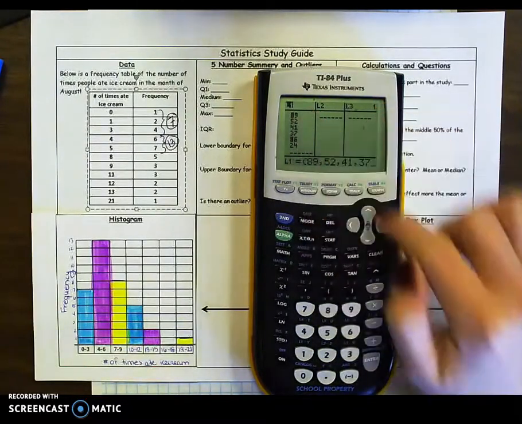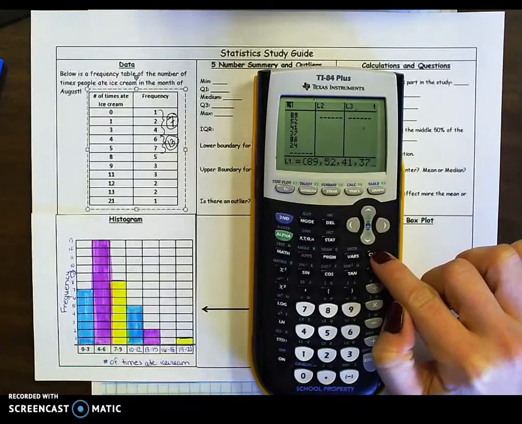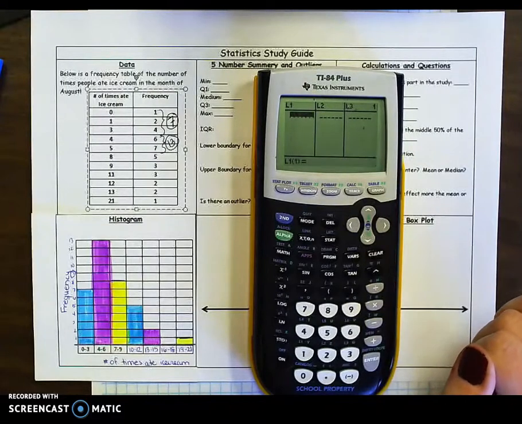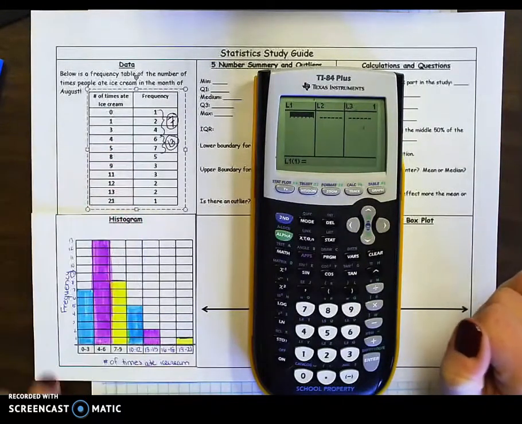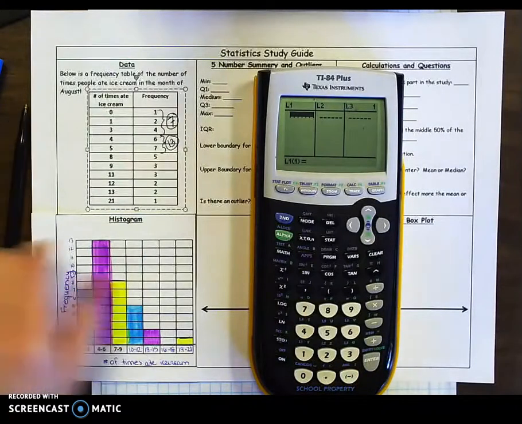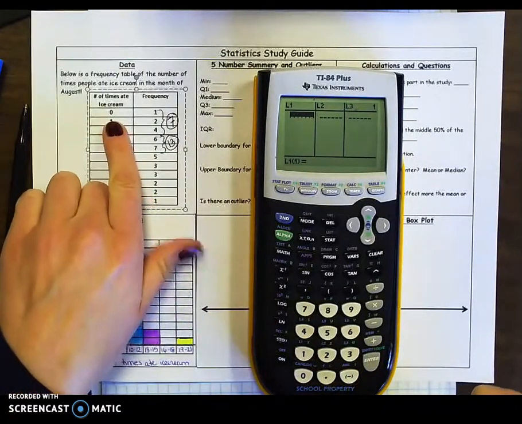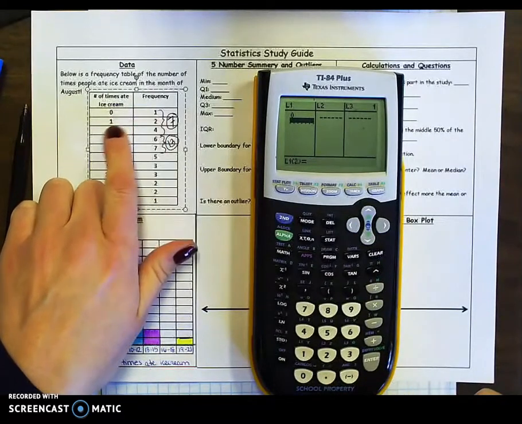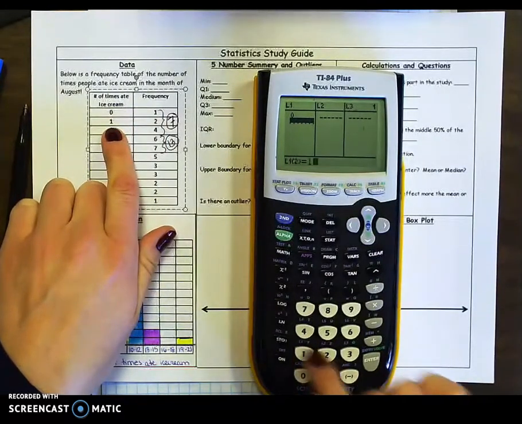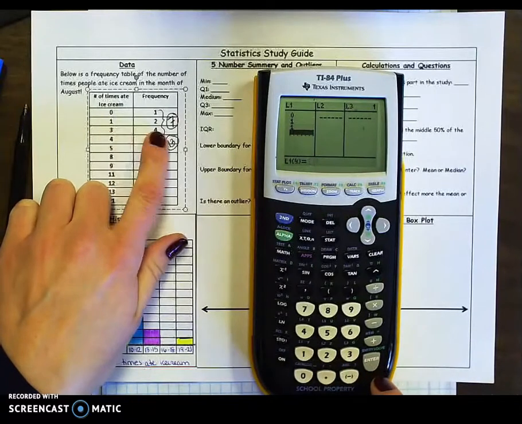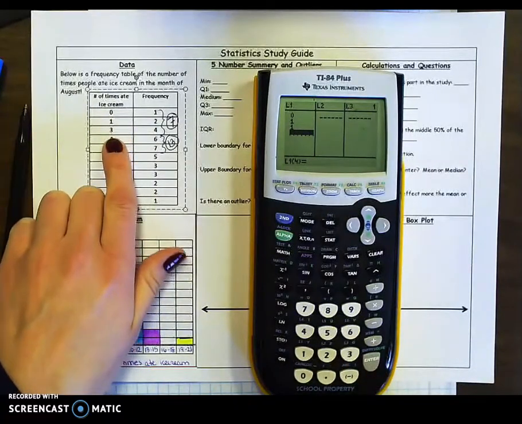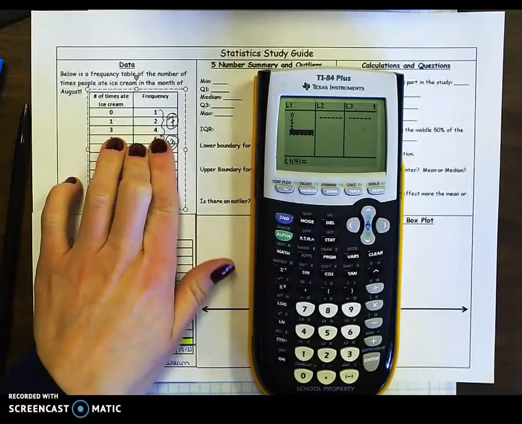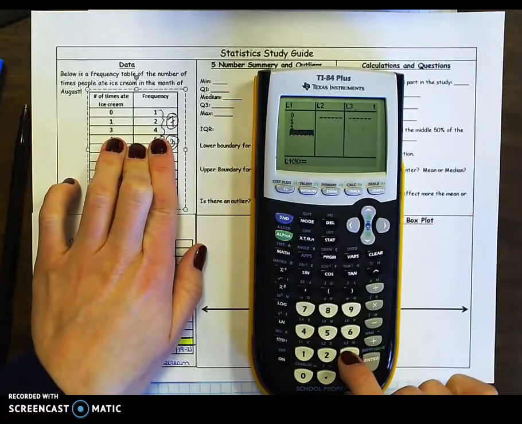So I bring up the cursor to highlight the L1, I hit clear, and then my down arrow. Okay, now I have to input all my data, but we have to be very careful because this is a frequency table. I'm going to put the number 0 in here once. I'm going to put the number 1 in here twice because 2 people ate ice cream once. I'm going to put the number 3 in here 4 times.